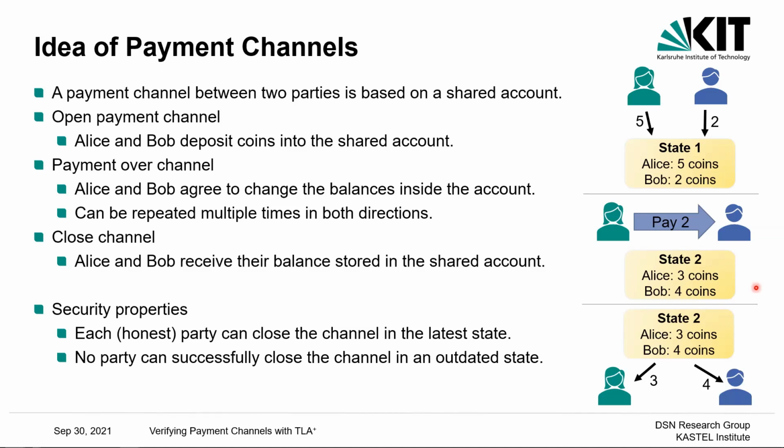And once Alice or Bob wants to close the channel, they can publish the latest state on the blockchain, and according to this latest state, send, in this example, 3 coins to Alice and 4 coins to Bob. And now the interesting part here is that only to open a payment channel and to close a payment channel, you need interaction with the blockchain. But to perform transactions inside the channel, you have communication only between Alice and Bob.